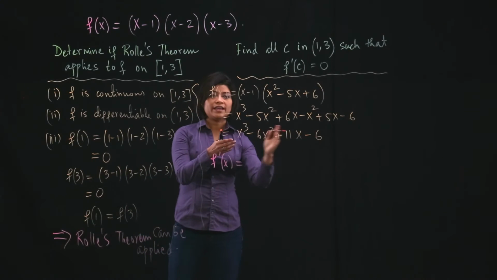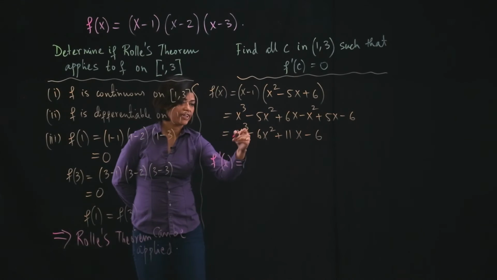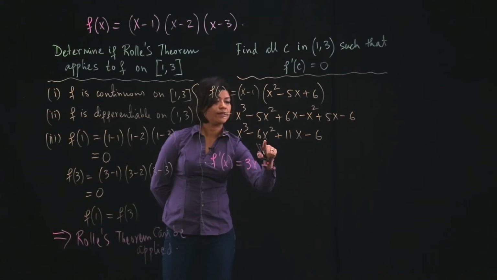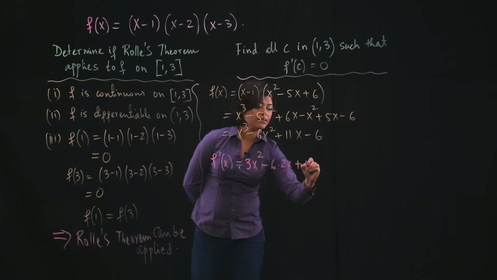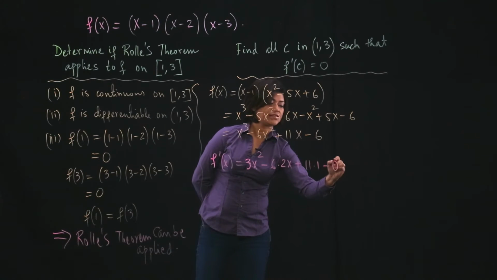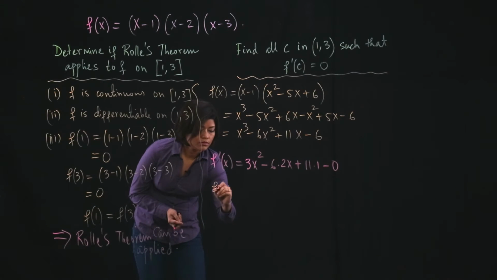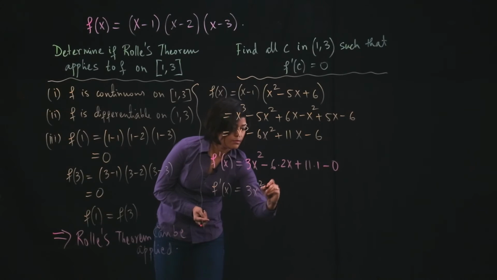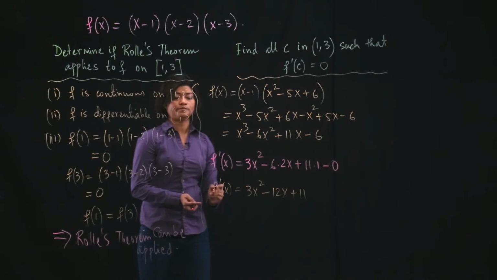Since this is a polynomial, for every term you can just use the power rule to find the derivative. So for x cubed, the derivative is 3x squared. Then minus 6 times the derivative of x squared, which is 2x, plus 11 times the derivative of x, which is 1, and then minus the derivative of 6, which is 0. So f prime, the first derivative, is 3x squared minus 6 times 2, 12x, plus 11.